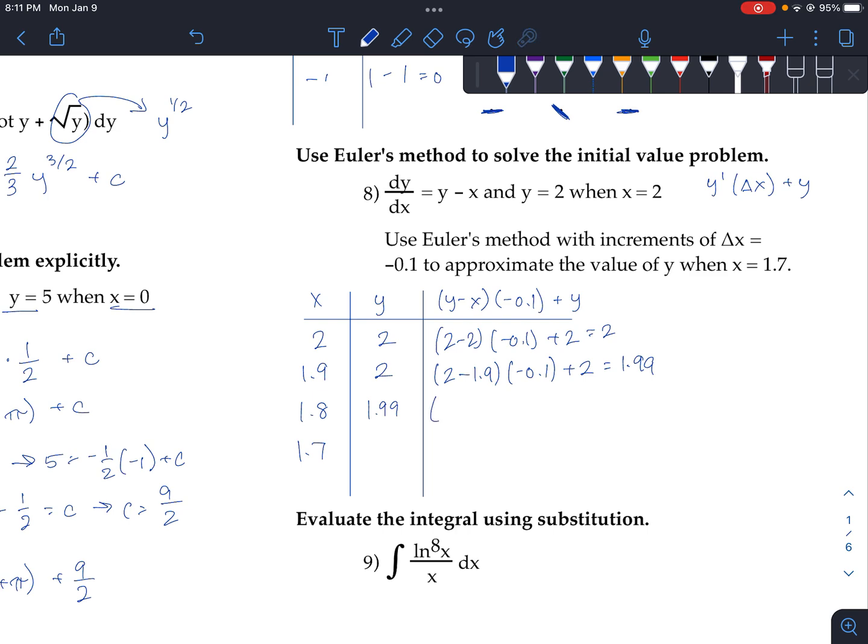Now here we'll do y minus x, so this is going to be 1.99 minus 1.8 multiplied by negative 0.1 plus 1.99, and if you do the math there, that's going to be equal to 1.971. So 1.971, and there you go. There's our answer right there. That's what I'm looking for you guys to show, that you can find that number.